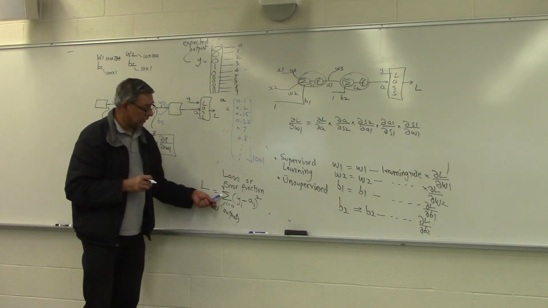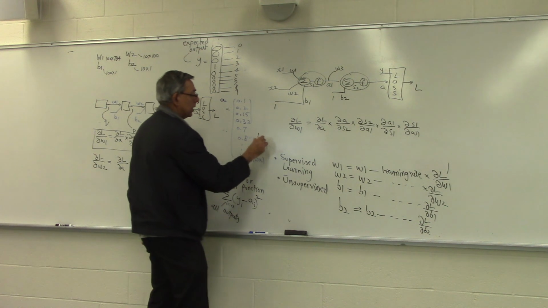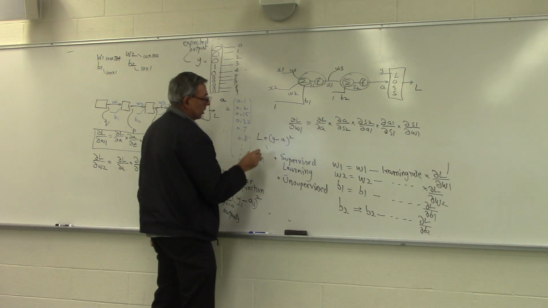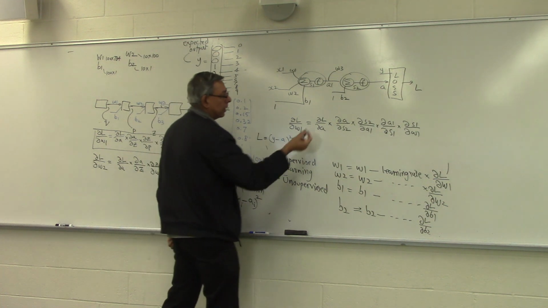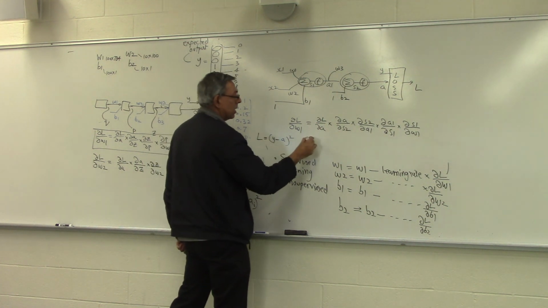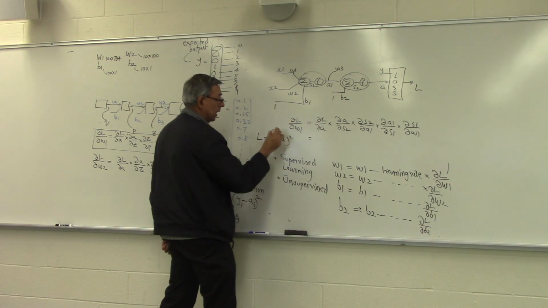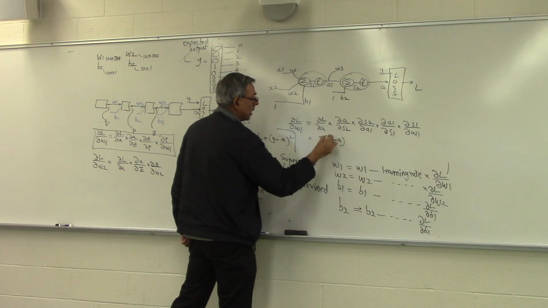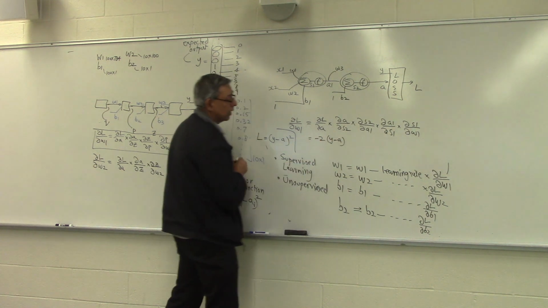Our loss is y minus a, squared, divided by half. If we didn't put the half, if we just left it like this, then what is partial L over partial A? 2 times (y minus a) into minus 1, correct?